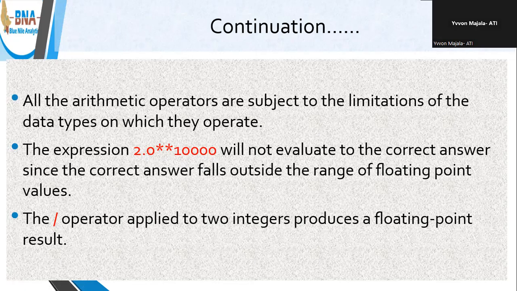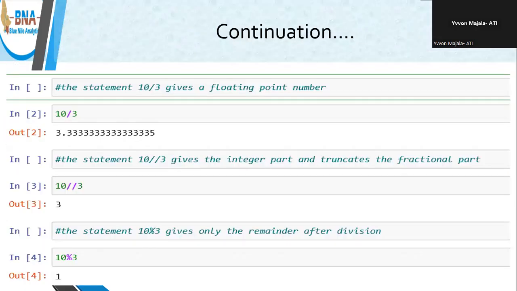The division operator applied to two integers produces a floating point result. As I have said, if you use the normal division, even if you use integers, it will still give you a float. We will see this when we go to the practical side of this.